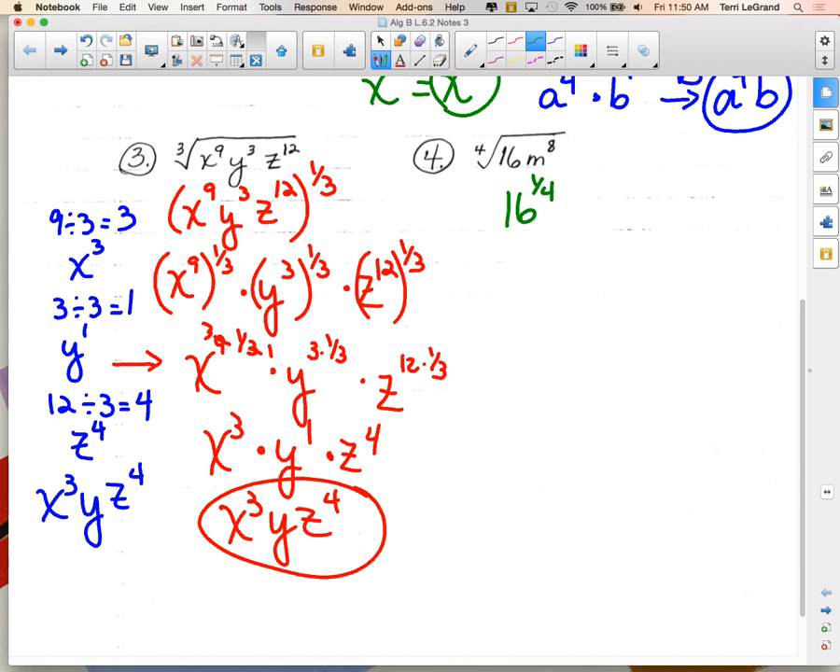Times m to the 8th power. Oh, in parentheses. No, wait, the whole thing in parentheses. I'm not sure. Okay, first of all, this is not a power to a power, this is a product of powers to powers.